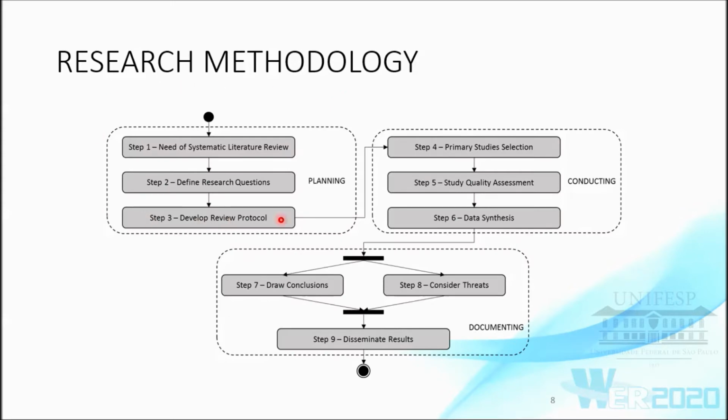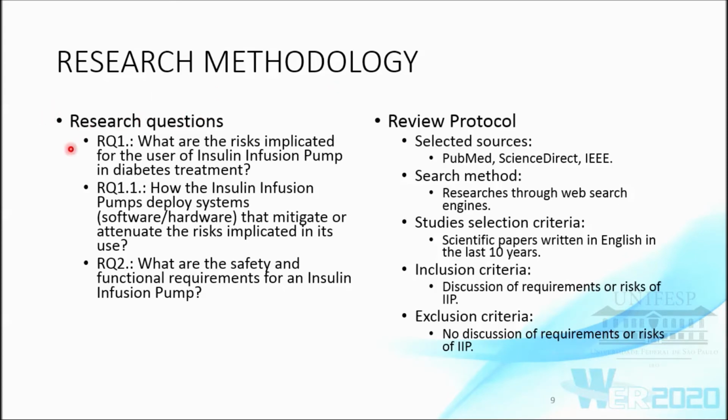The research methodology followed these steps. There was verify the need of the systematic literature review, define research question, and develop the review protocol, concluding the planning phase. Then selecting the primary studies, performing the study quality assessment, and the data synthesis, finishing the conducting phase. Then draw the conclusion, consider some threats, and then we could disseminate the results, closing the documenting phase and concluding the systematic literature review.